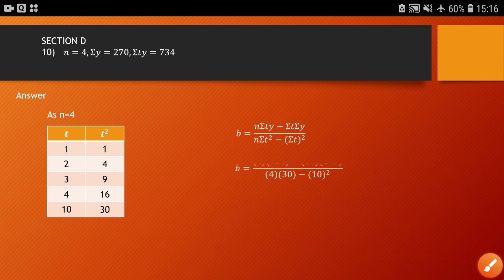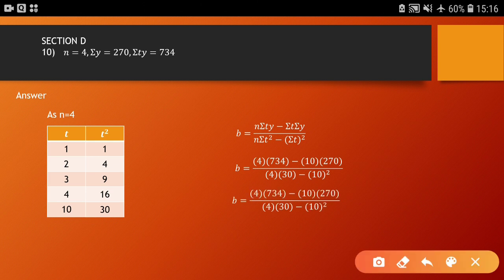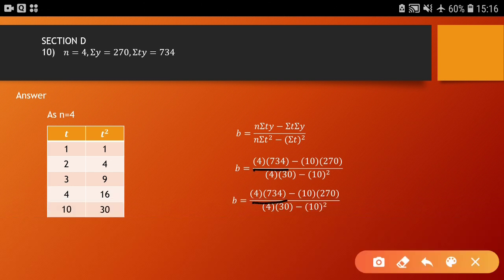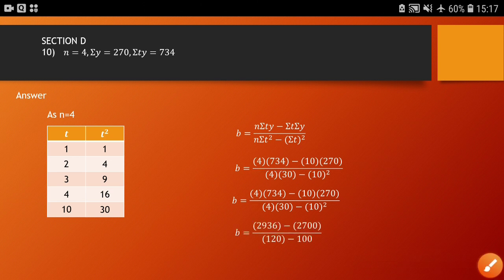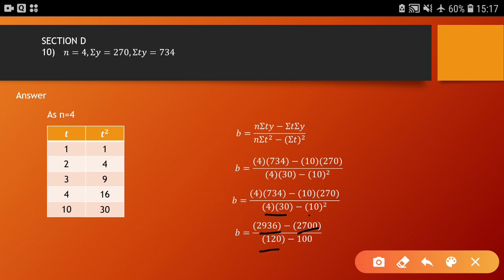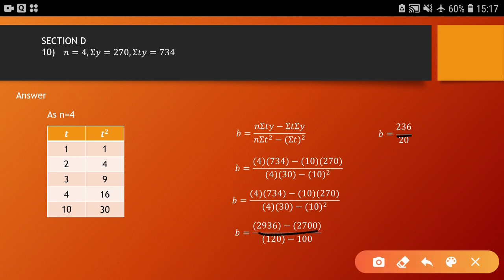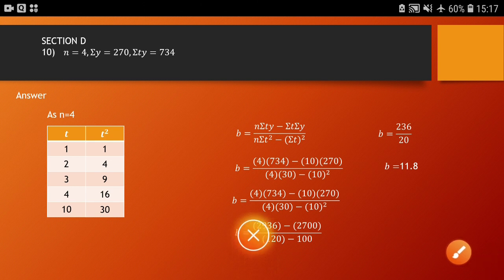So if you solve this, 4 into 734 and 10 into 270, you will get 2936 and 2700. 30 into 4 is 120 and square of 10 is 100. So if you solve this, 2936 minus 2700 is 36, and 120 minus 100 is 20. So your answer is 1.8.